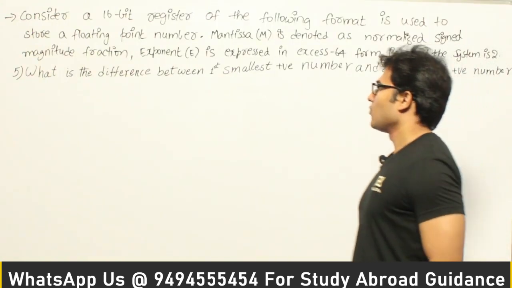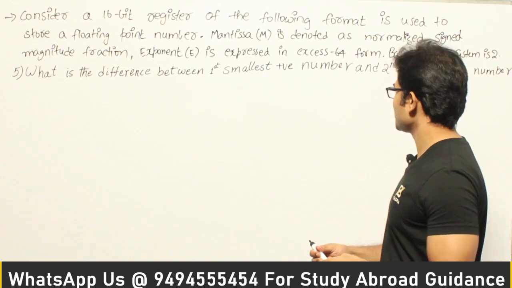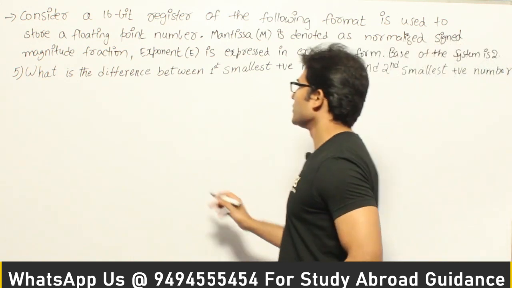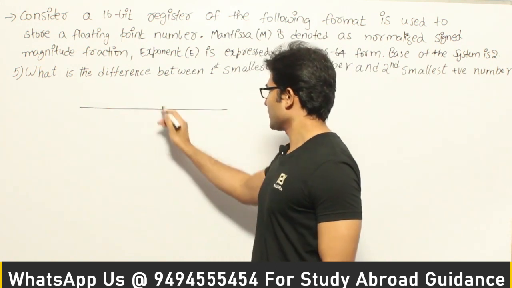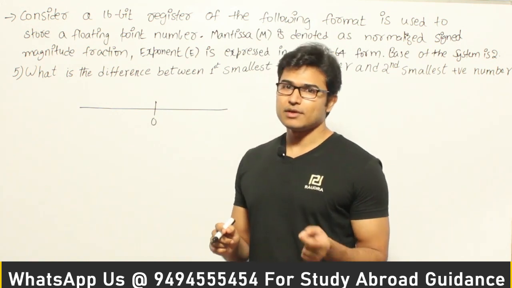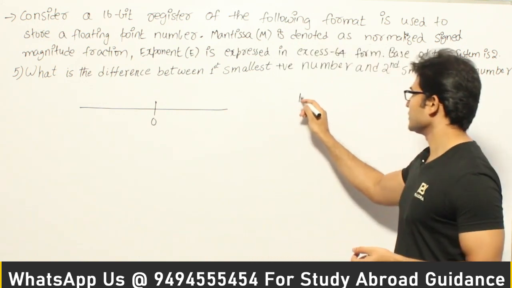Now let's see this. What is the difference between the first smallest negative number and the first smallest positive number, and the second smallest positive number? So now if you represent this, let's say this is the number line. If it is 0, now if you find out what are all the numbers that we can represent using the representation given, so using the 16 bits.